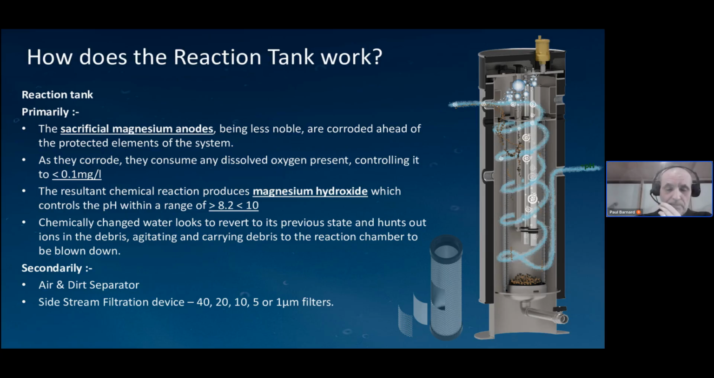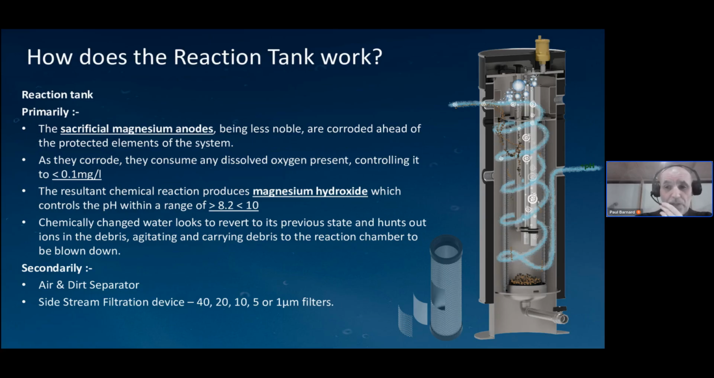Generally speaking, any makeup water has 9 to 11 milligrams of dissolved oxygen in it, and we're looking to control that down to less than 0.1 milligrams per litre. So as the water passes through the unit, it reacts with the anodes. The anodes burn through the dissolved oxygen, control that down to a low level, and as a result of that reaction, the magnesium with the oxygen, you produce magnesium hydroxide, which is a natural pH raiser or buffer.